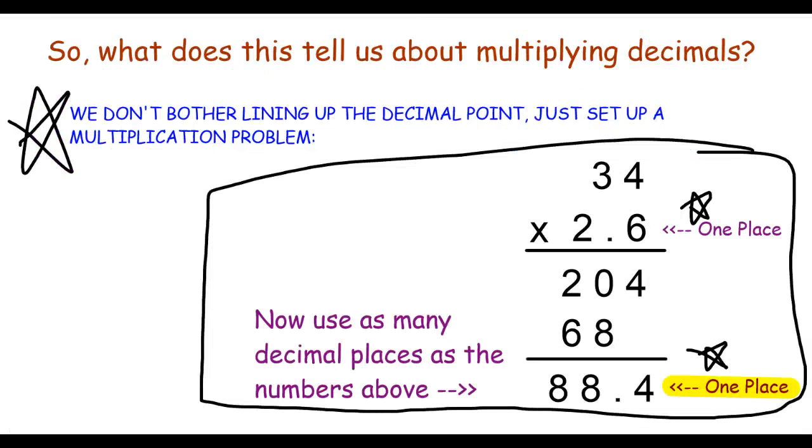So again, when we're multiplying decimals, we don't bother lining up the decimal points. We just set it up like a multiplication problem and multiply, and the number of decimal places from the right in the product is the same as the sum of the decimal places in the factors. However many you have in the first factor plus however many we have in the second is the number that we're going to have moving from the right in the product.